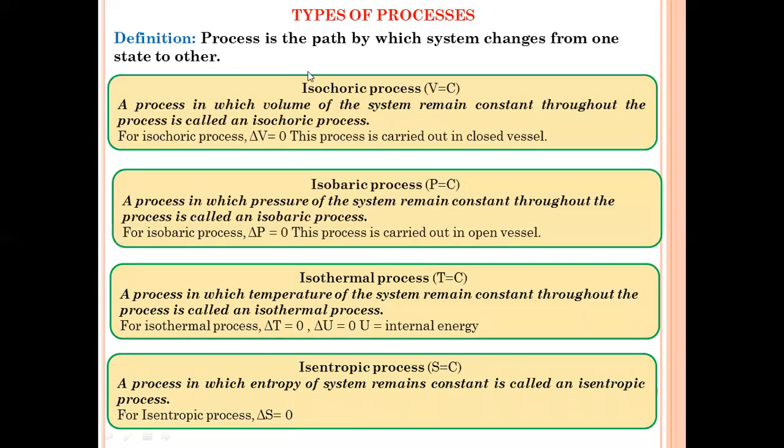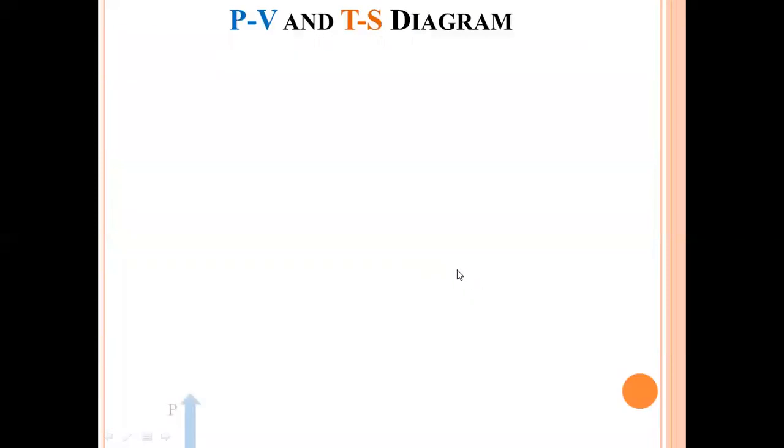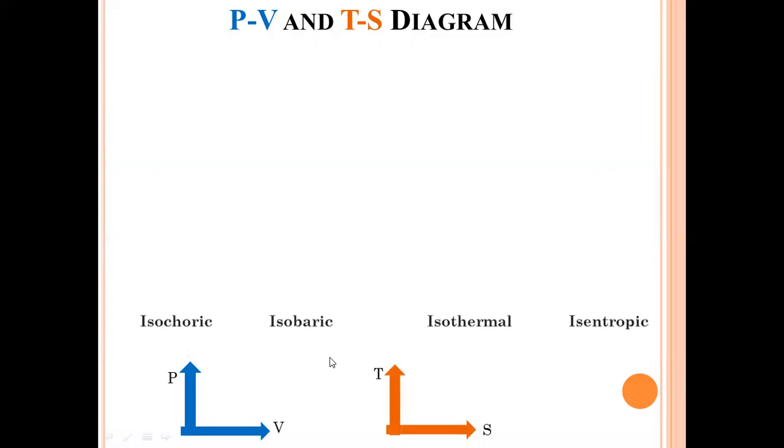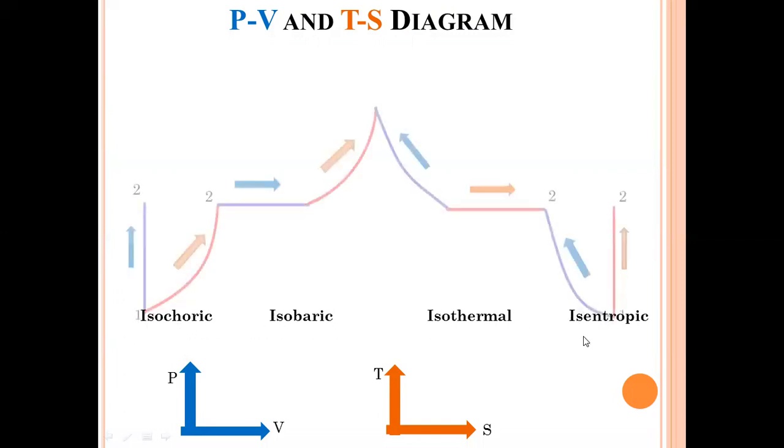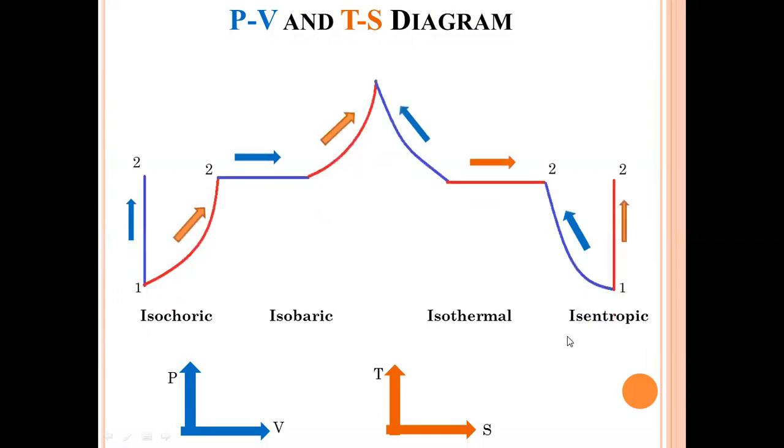To plot the PV and TS diagrams for the isochoric process, isobaric process, isothermal process, and isentropic process, let us assume the blue line indicates the PV diagram and the red line indicates the TS diagram. So these are our four different processes: isochoric, isobaric, isothermal, and isentropic. This is how we can plot the PV and TS diagrams.